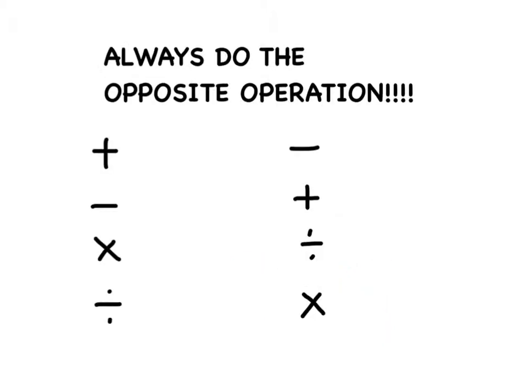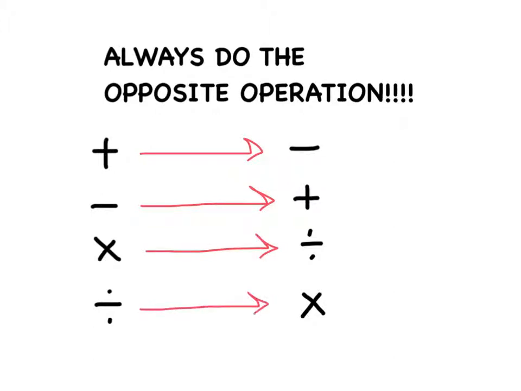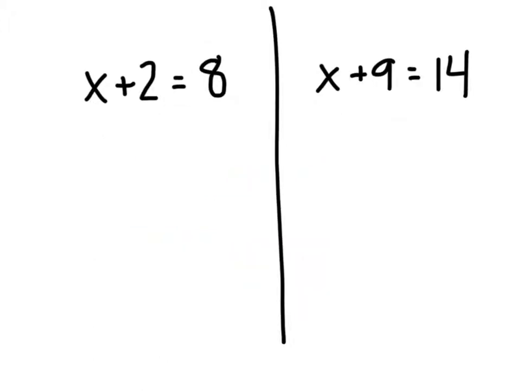The one thing that I'm always going to harp on when it comes to solving equations with variables is to always do the opposite operation. If you see an addition sign, remember that the opposite of addition is subtraction, and the opposite of subtraction is addition. With multiplication, the opposite of multiplication is division, and the opposite of division is multiplication. If you need to write these down in your notes, please feel free. So let's look at these two equations. I'll do the first example, and then you will be able to try the second one.